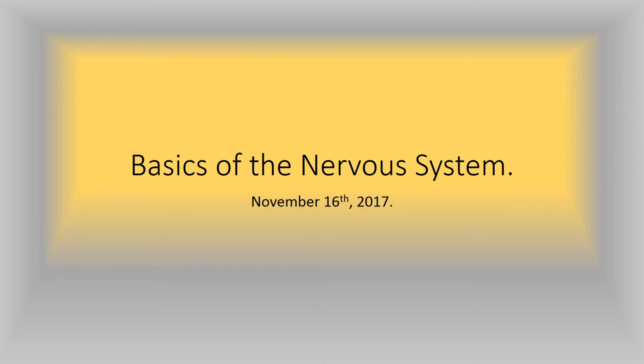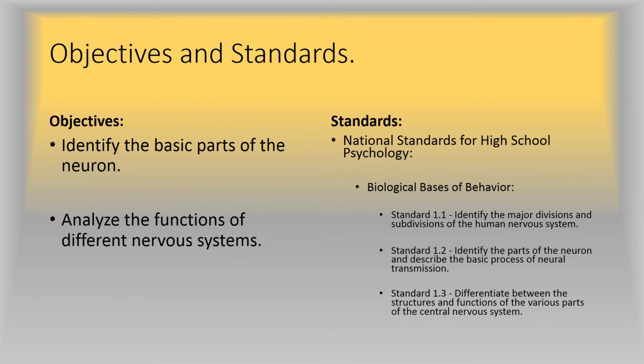We're going to be talking about the brain and the body. For our first lesson today, we have the basics of the nervous system. Our objectives and standards are to identify the basic parts of the neuron and analyze the functions of different nervous systems. If you would, just take a quick look at those standards.